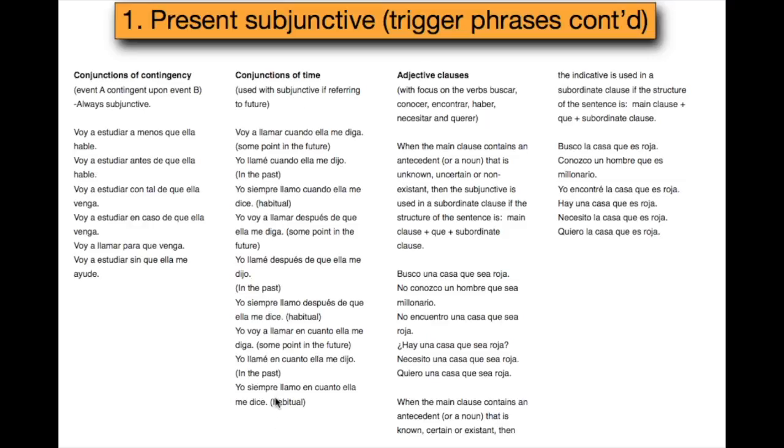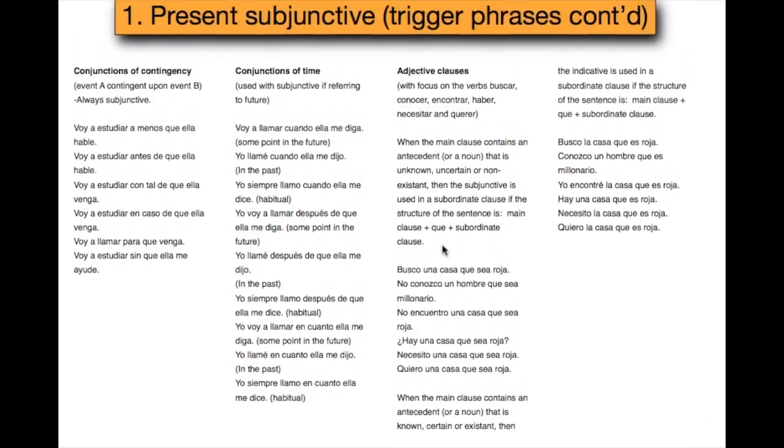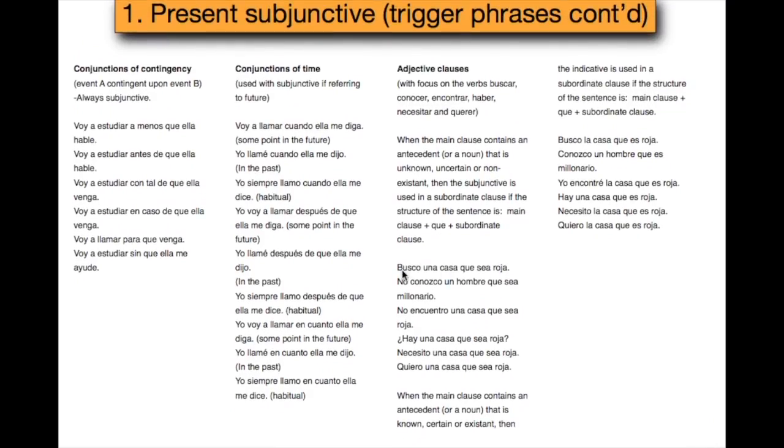Study these examples here. We have certain adjective clauses. If, for example, I'm using certain verbs, such as looking for, to be familiar with someone or know something, to look for or find. Also the verb haber can be used to need or to want, all verbs that kind of fall into this category. So let's take a look at the example here.